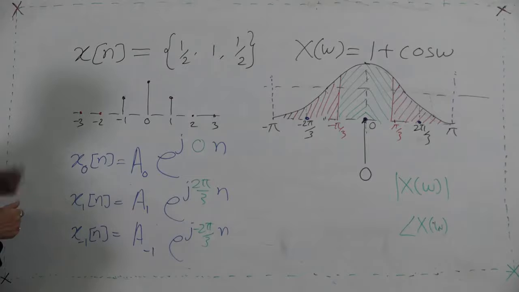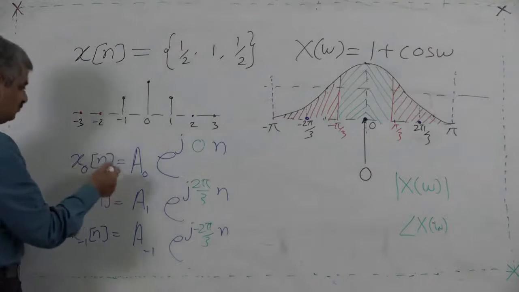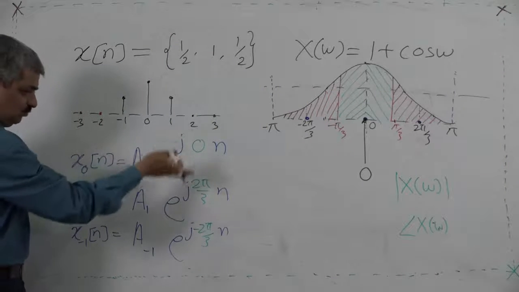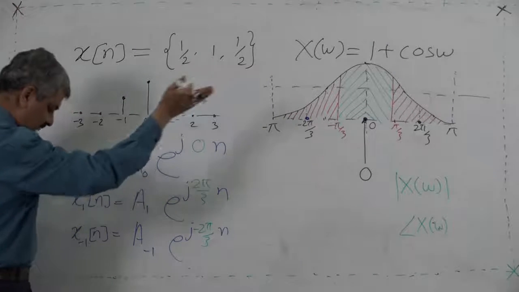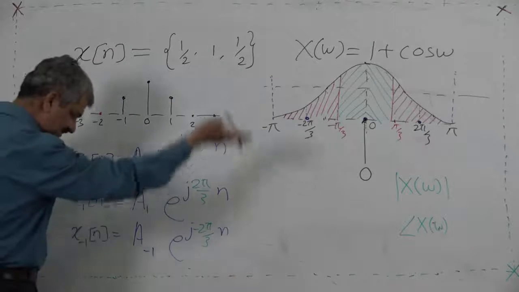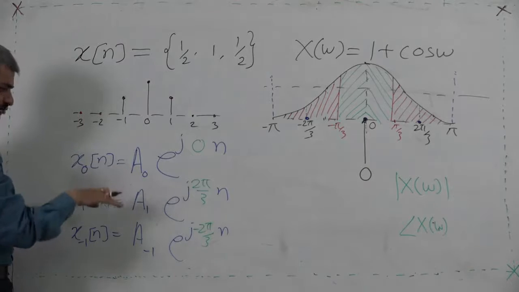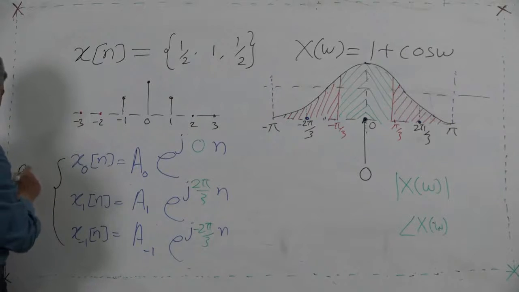So, by using these 3 subcomponents, x0n will be one sequence, for n equal to 0, 1, 2, 3, it will have a continuous sequence. x1n is some sequence, and x minus 1n will be some other sequence. So, these sequences I will get. Unfortunately, these are all periodic sequences.